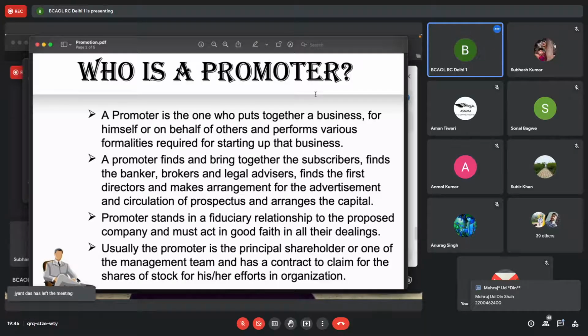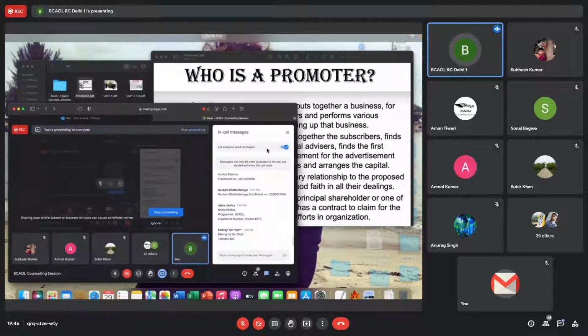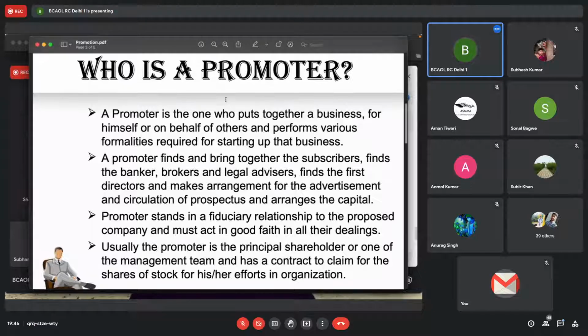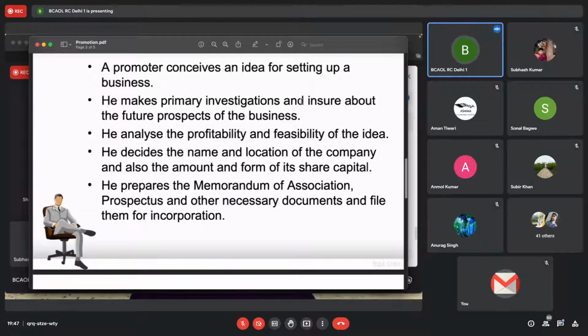And when he does all of this, he has crucial information at his disposal. So there are chances that the promoter might cheat the company. It is said that it is the duty of a promoter to be very truthful. So he stands in a fiduciary relationship. A fiduciary relationship is a trustworthy relationship between the company and the promoter. It means he should not make personal profit out of it. He conceives the idea, makes primary investigations, sees if the idea is viable or not, where the office will be. All these things are done by the promoter.